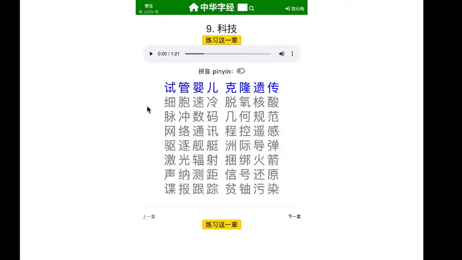遗传 means generically passed down features of a life form.